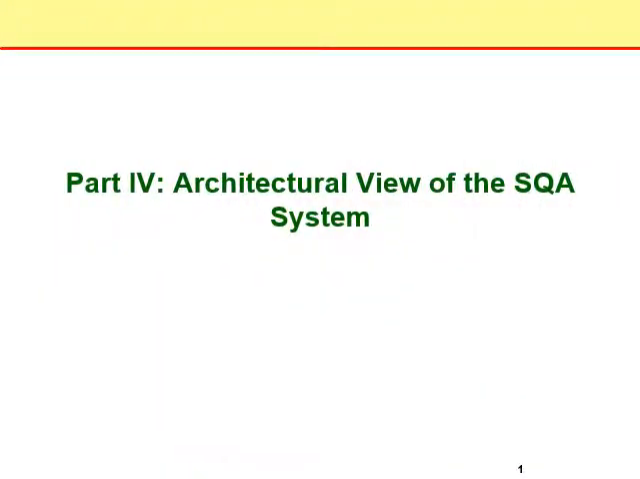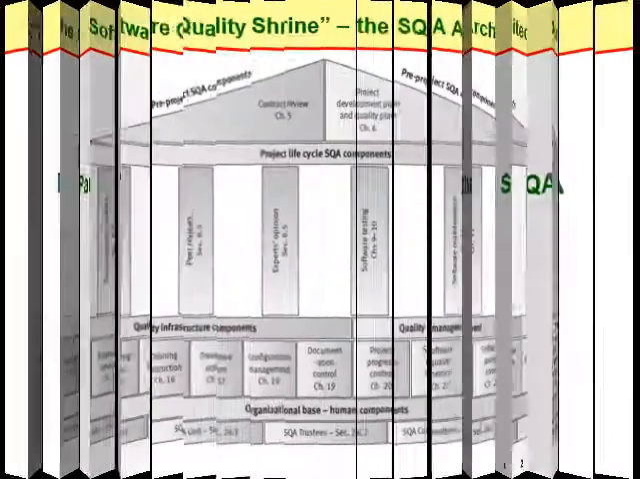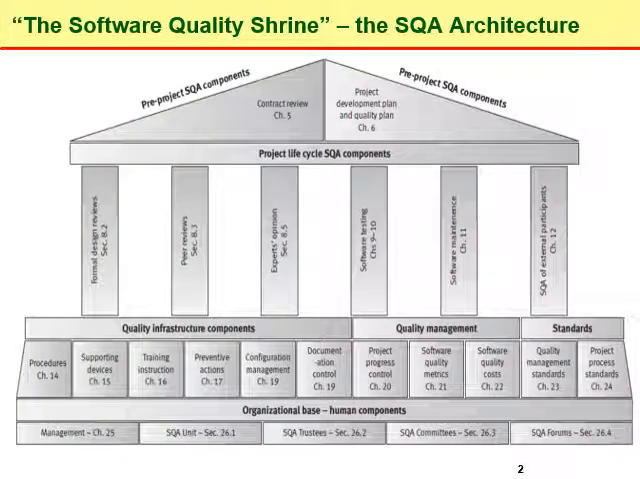Welcome back. We will continue our discussion on architectural view of the software quality assurance system. In the previous video, we had discussed the first component of the software quality assurance system, which is in fact the pre-project components. So the second component that we will discuss here is project lifecycle software quality assurance components.